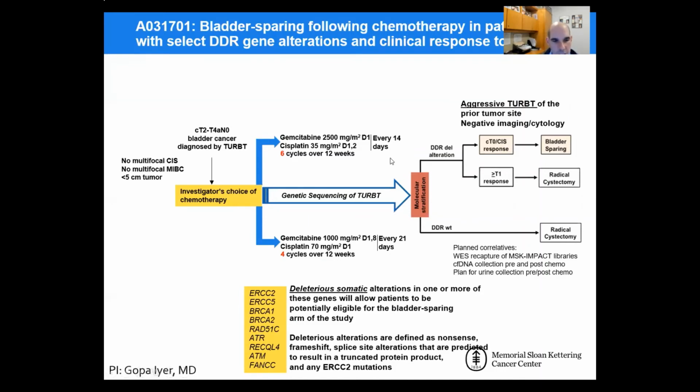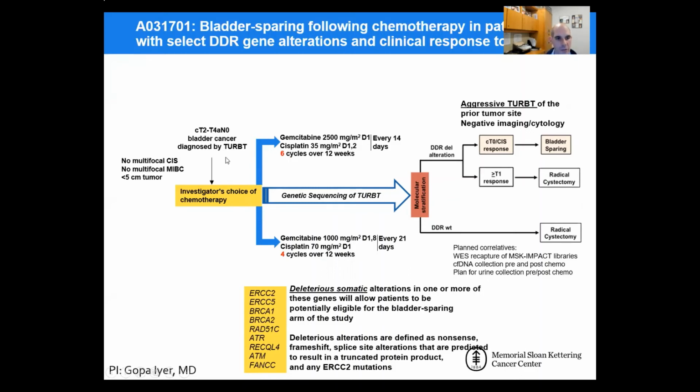So this led to the development of an Alliance cooperative group trial, which initially was only looking at dose-dense gemcitabine, but has since been modified and is now essentially allowing for investigator choice of gemcitabine, either standard treatment or dose-dense gemcitabine for 6 cycles.